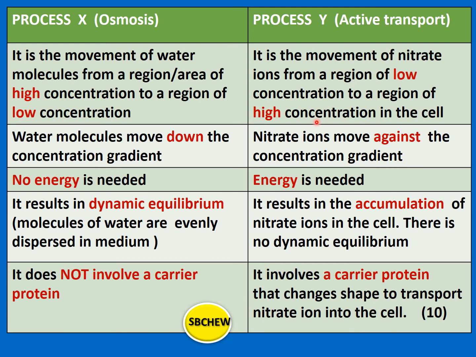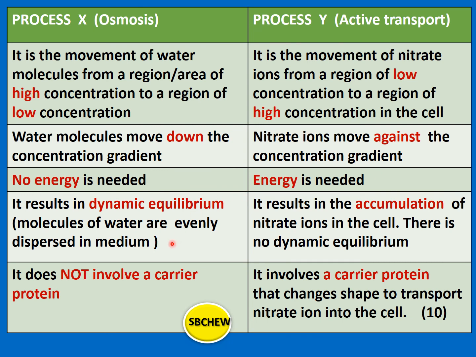Okay? And so we can say that for osmosis, water molecules move down the concentration gradient, whereas in process Y, the nitrate ions are taken into the root hair cells, but they move against the concentration gradient. That means inside the cell there's already a lot of nitrate ions, yet they want to move it into the cell by active transport. Okay, the third point is that for osmosis, no energy is needed because it's passive transport. But for active transport, energy is needed.